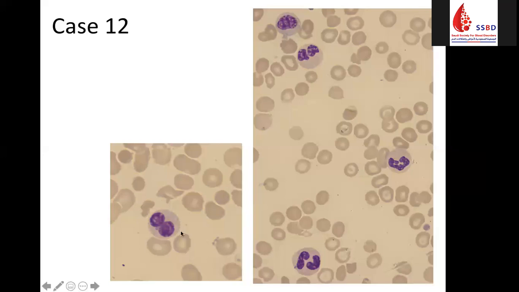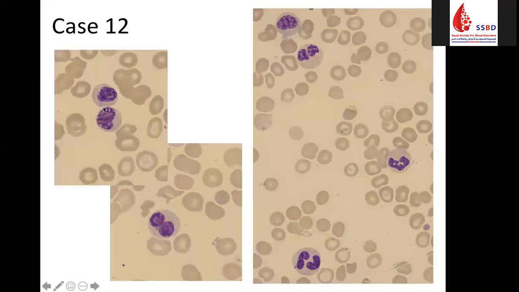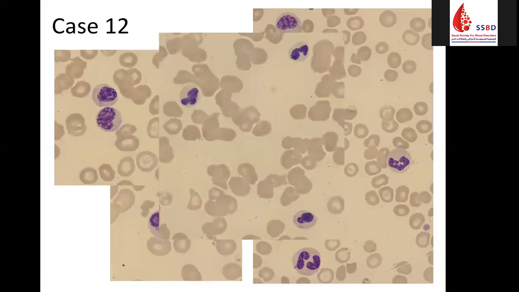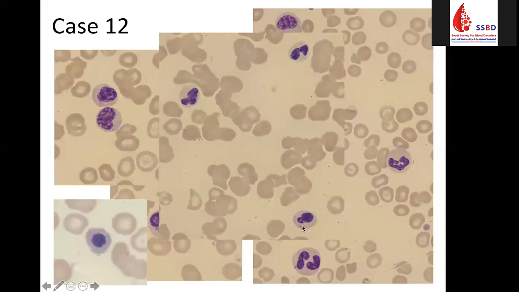Hypogranular also. Hypolobated, hypogranular, and this one, abnormal granulocytes. More hypogranular bands. And a rare nucleated RBC was found, and it looks also dysplastic with basophilic stippling and karyorrhexis.